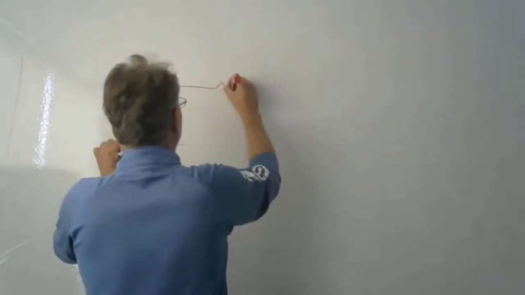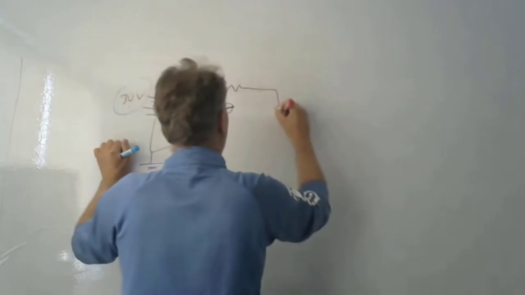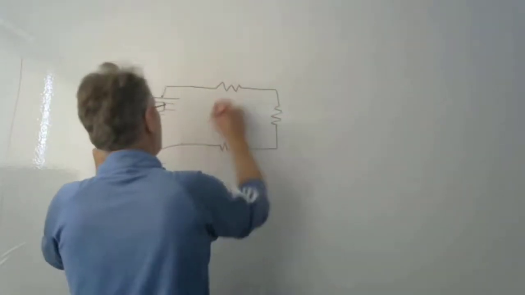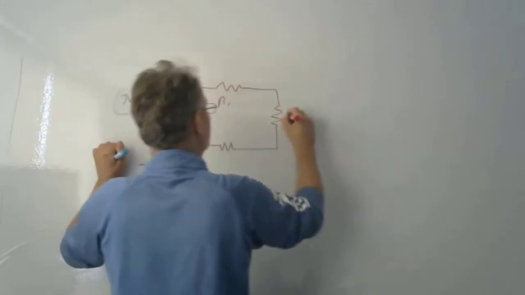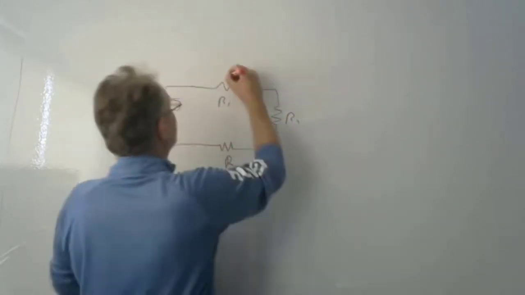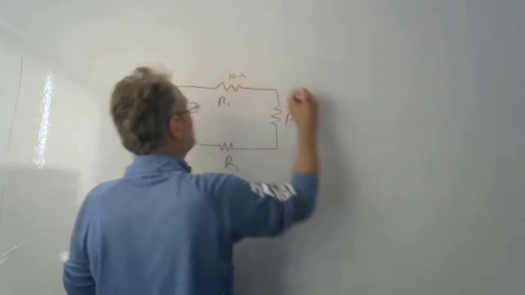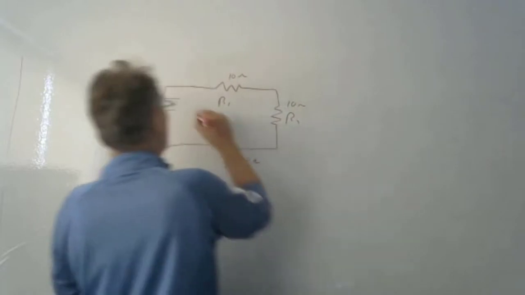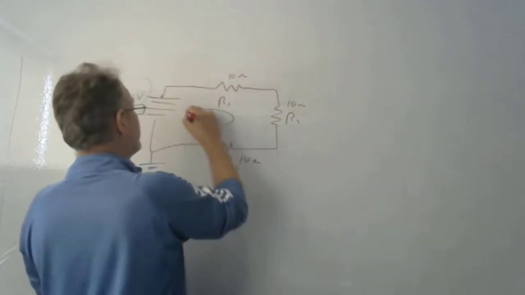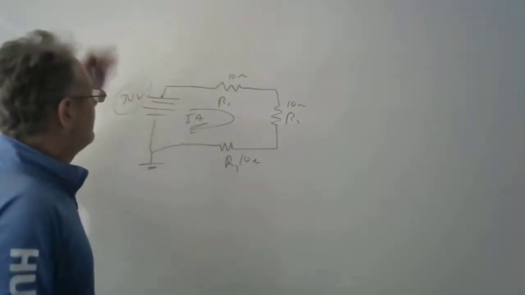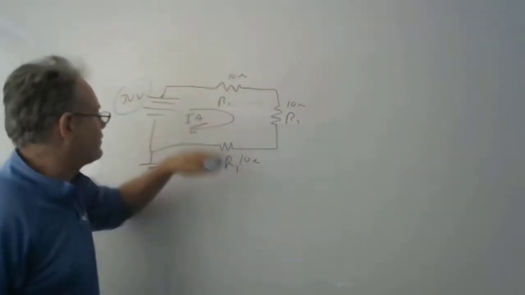Okay, here we go. So I'm going to do this and this and this. That's going to be R1, R2, R3. I'm going to go with the same thing, 10 ohms, 10 ohms, 10 ohms. And we know the total circuit current is 1 amp. And there we go, so we got 10 volts here, 10 volts here, 10 volts here.